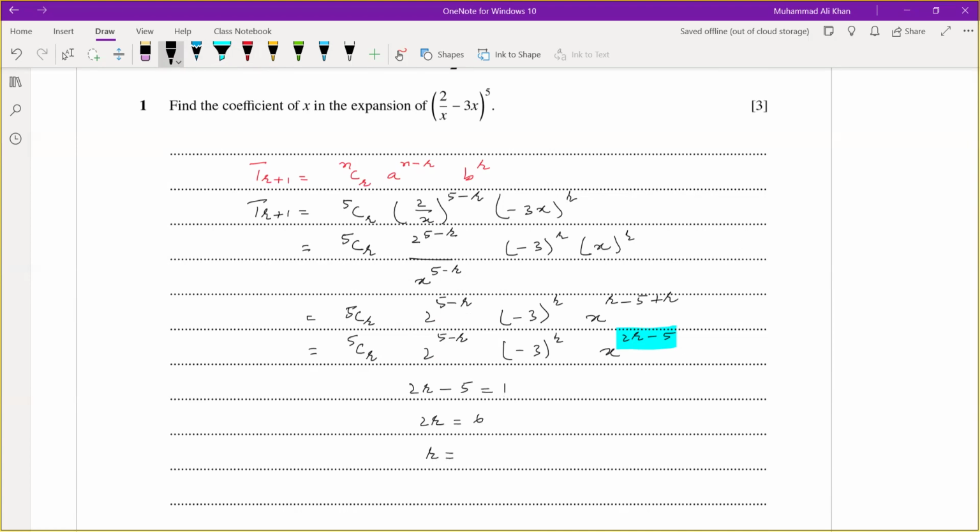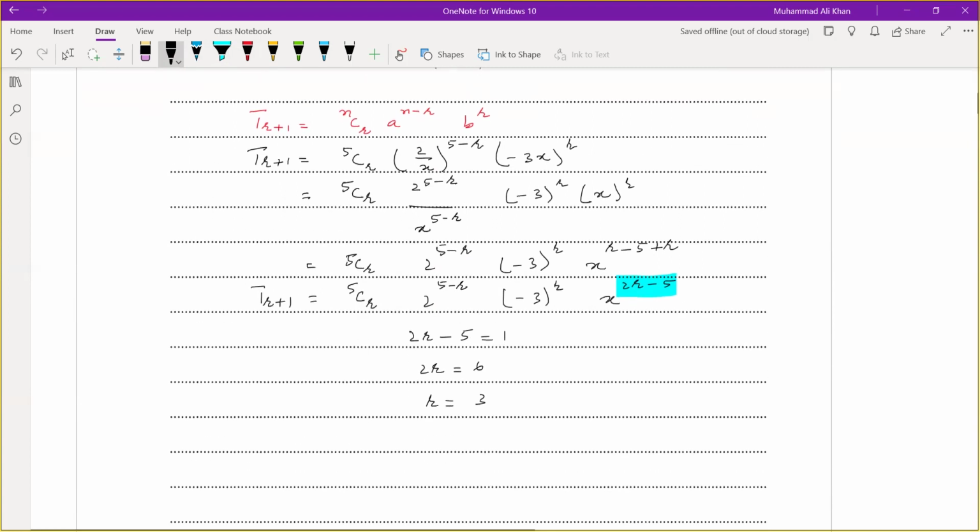And what is the value of r? The value of r is 3. Therefore, this equation will be T(3+1). जहाँ r है उसको रिप्लेस कर देंगे हम 3 से. 5C3 2 power 5 minus 3, minus 3 power 3 and x power 1. So therefore, by using our calculators, the answer will be minus 1080x, and we need the coefficient. So the coefficient is minus 1080.